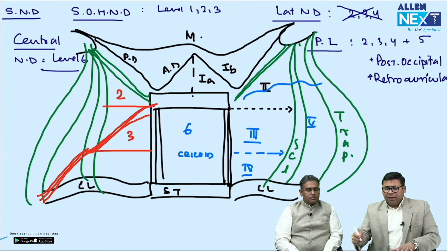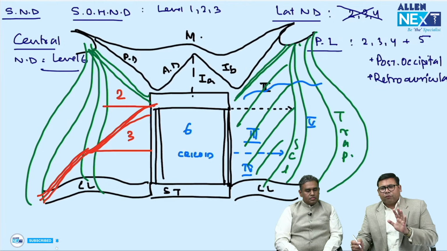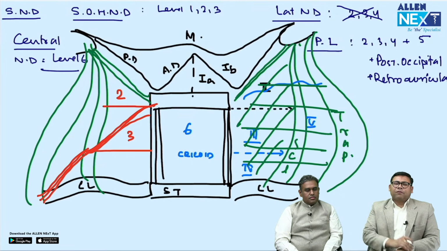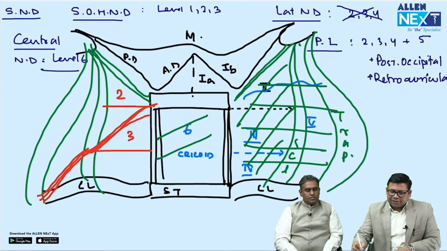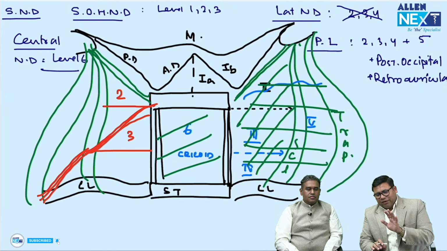Someone asks you, what is lateral neck dissection? Level 2, level 3, level 4. What is posterolateral? Level 2, level 3, level 4, and along with that level 5. What is central neck dissection? This is what. So remember this easy diagram, and this will make your life very, very easy.